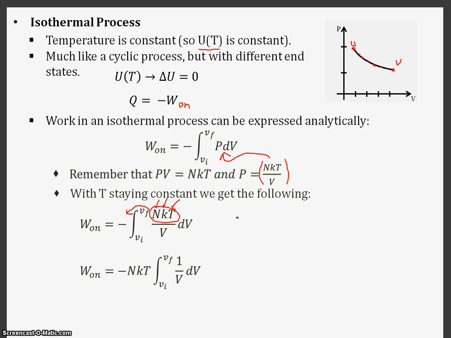And you end up with negative NKT times the integral of 1 over V dV. And hopefully you all remember that the integral of 1 over x dx is the natural log. And so we end up with this. W on is negative NKT times the natural log of the final volume over the initial volume. And that is a really, really useful relationship that we will be using a lot in the next few weeks. So you definitely want to write this one down.